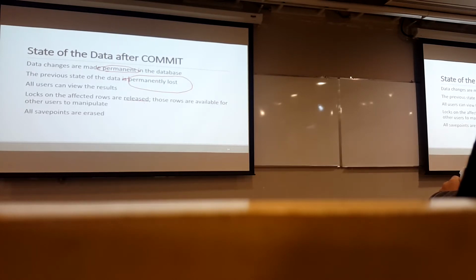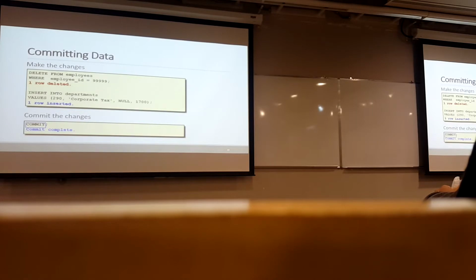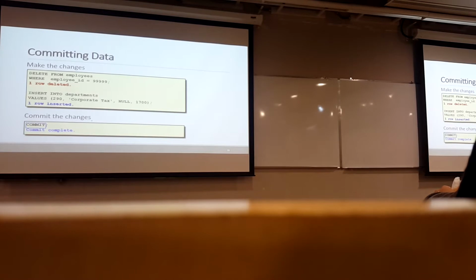OK，如果你決定唔買呢兩個位啦，佢就係將呢兩個位 free 翻出嚟。OK，如果你決定買呢兩個位啦，佢就係將呢兩個位 mark 咗佢，買咗出嚟啦。So those rows are available for other users to manipulate again. All right. Okay. So all save points are erased. Okay, so when you commit the data, those data are there. The changes are there forever.